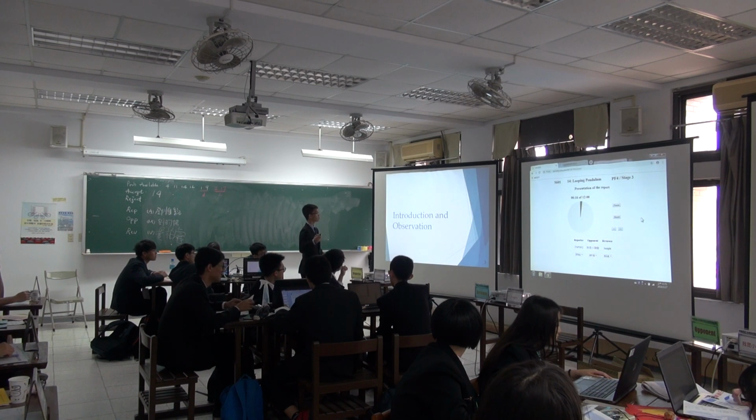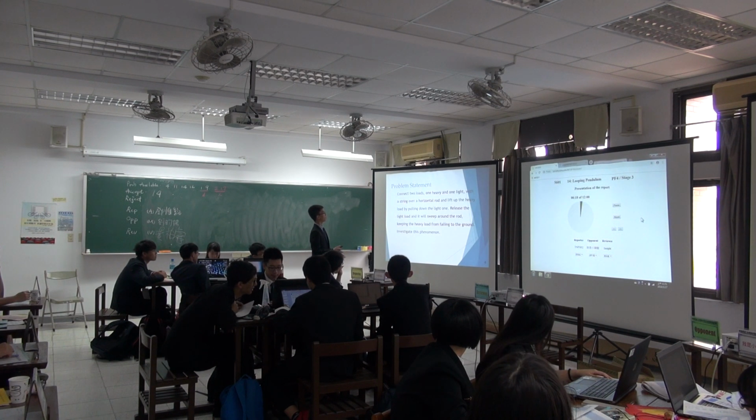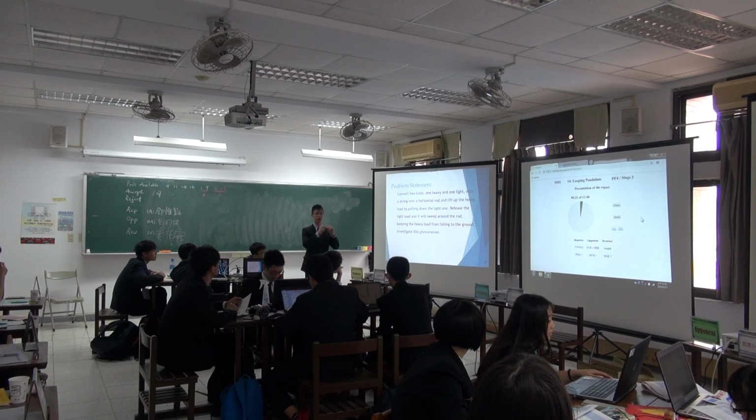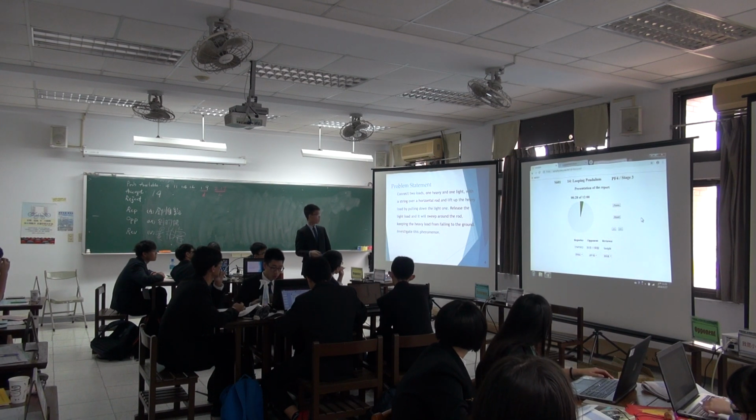Here is our problem statement: connecting two loads, one heavy and one light, with a string over a horizontal rod, and lift up the heavy load by pulling down the light one. Release the light load, and it will sweep around the rod, keeping the heavy load from falling to the ground.